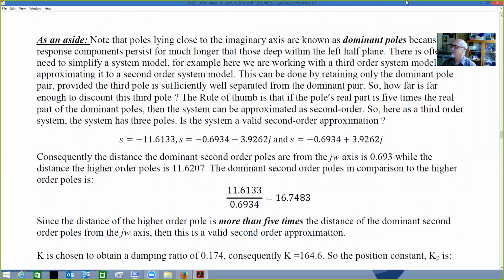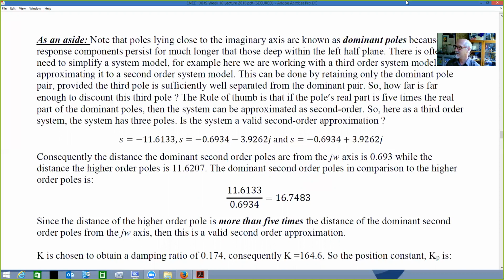There's often the need to simplify a system model. For example, here we are working with a third order system model and approximating it to a second order system model. It can be done by retaining only the dominant pole pair, provided that the third pole is sufficiently well separated from the dominant pair. So how far is far enough to discount this third pole? The rule of thumb is that if the pole's real part is 5 times the real part of the dominant poles, then the system can be approximated as a second order system.